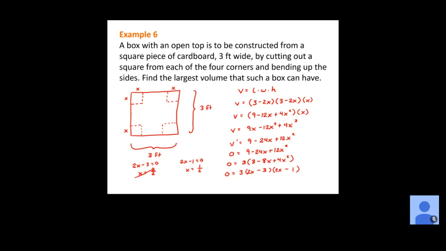The actual volume, right? So we've got to take that x value now, plug it back in and find the actual volume. I'm going to come back up here. It's going to give us 3 minus 2 times 1/2, times 3 minus 2 times 1/2, times 1/2, right? Because I'm plugging back into that volume formula that we created there. Okay, so then if we simplify all of that now, what should that give us?